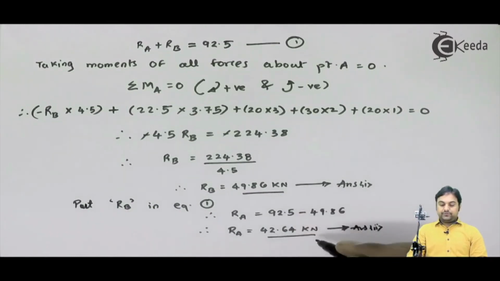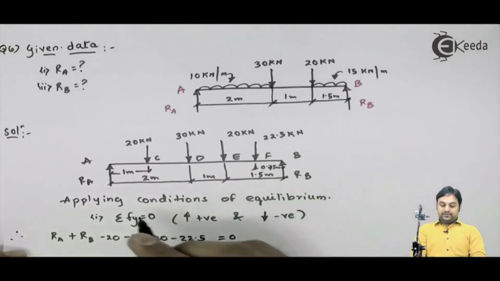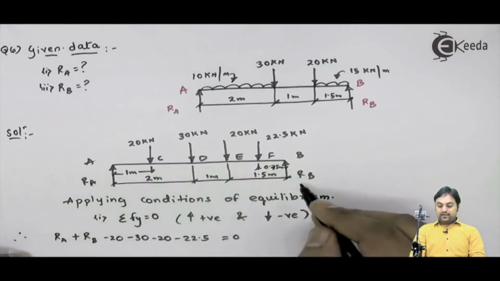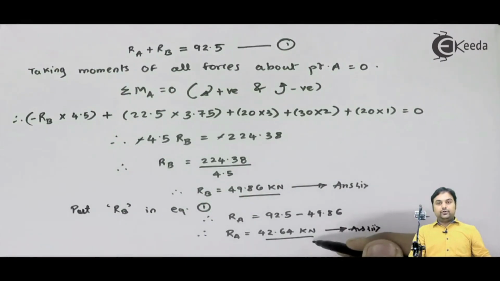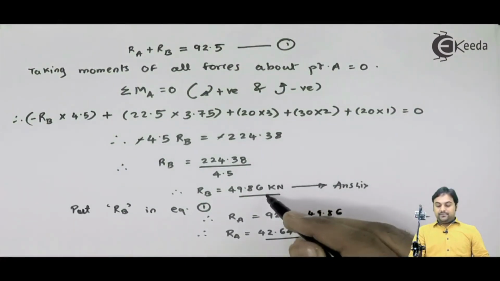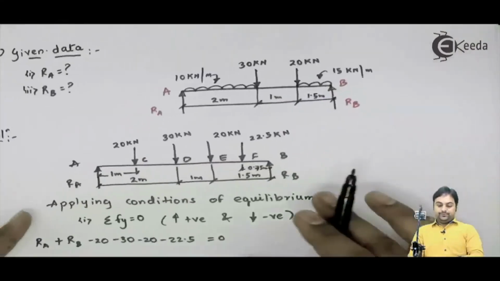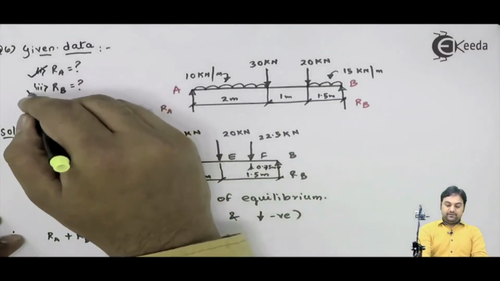So if I look into this question, there were two things asked. First, to calculate the reaction at A, RA and RB. I have found out both the values, RA 42.64 kilonewton, RB 49.86 kilonewton. With this, we complete the question.